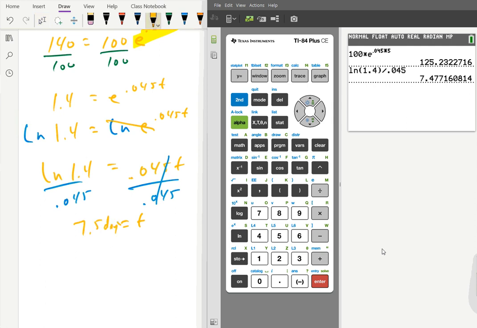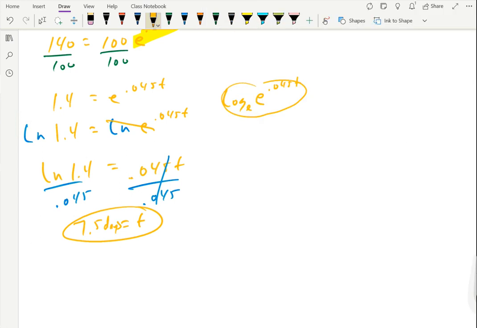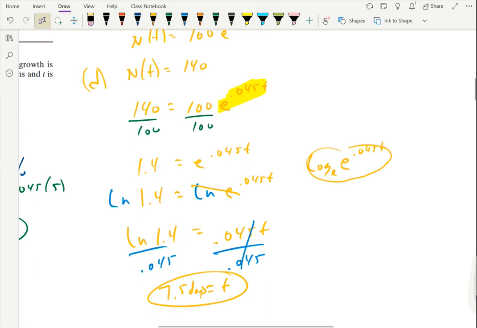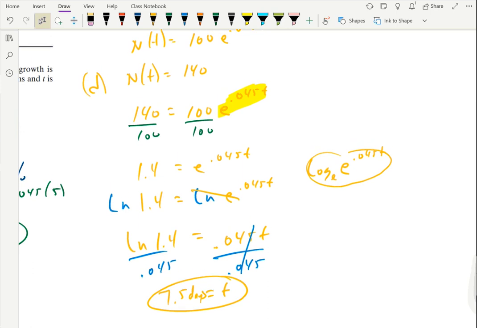So 7.5 days into this growth, we will have 140 grams. We'll have 140 grams of bacteria.